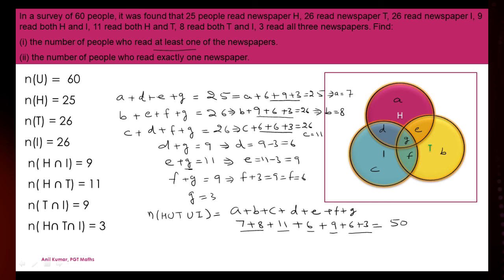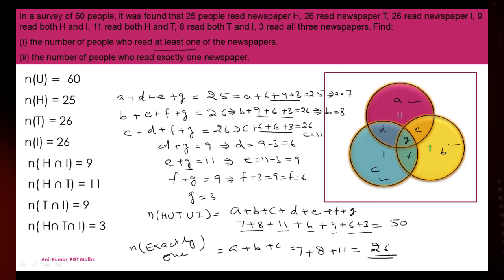Number of people who read exactly one newspaper. When I say exactly one newspaper, I will find out A plus B plus C. So A plus B plus C. These are the people who read exactly one newspaper. So how many will there be? A is 7 plus 8 plus 11. So 15 plus 11, 26 people who read exactly one newspaper.